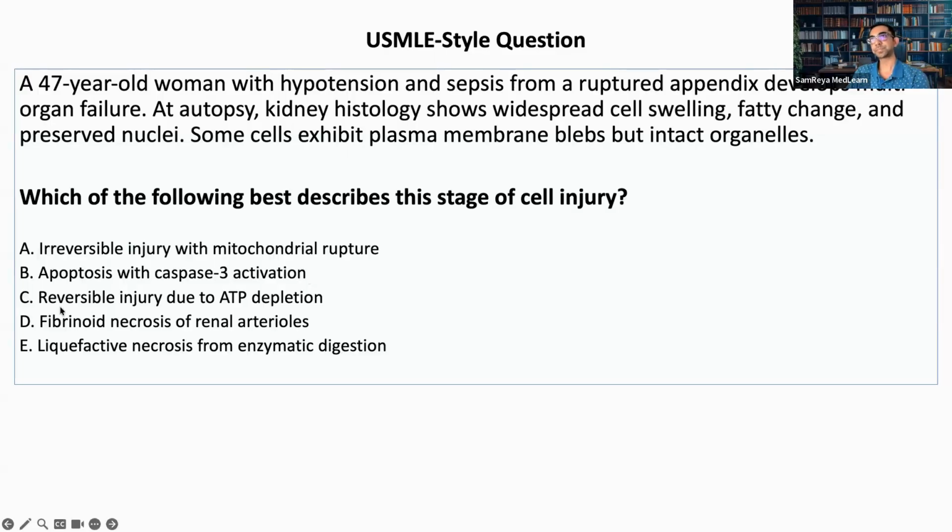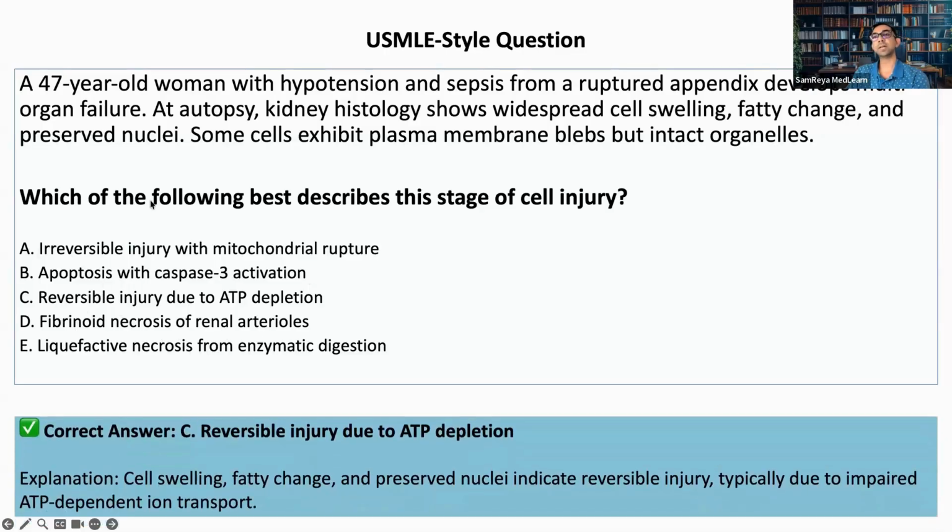Option C says reversible injury due to ATP depletion. This looks like the correct option. Option D is fibrinoid necrosis of renal arterioles. Necrosis is another form of cell death. Option E says liquefactive necrosis. Again, necrosis is a form of cell death. So option C seems to be the correct answer for this question.